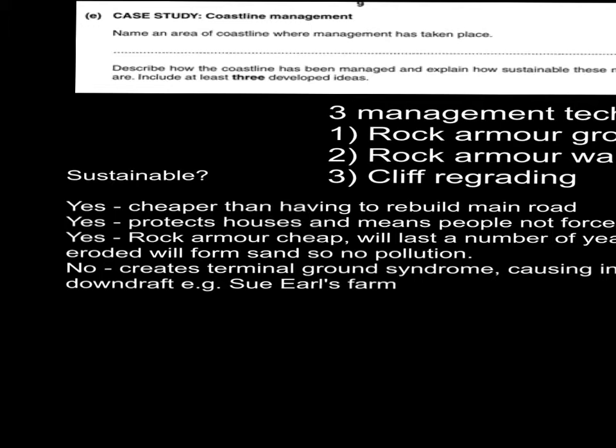So the best answers would have each of these things, would have some specific facts, maybe talk about how much it costs, maybe talk about the length of rock armour, would talk about perhaps how cliff regrading helped them allow plant vegetation to make it more stable. But there'd certainly be: this is what they've done, this is why it works, this is how it works. That probably is a fairly big first paragraph.